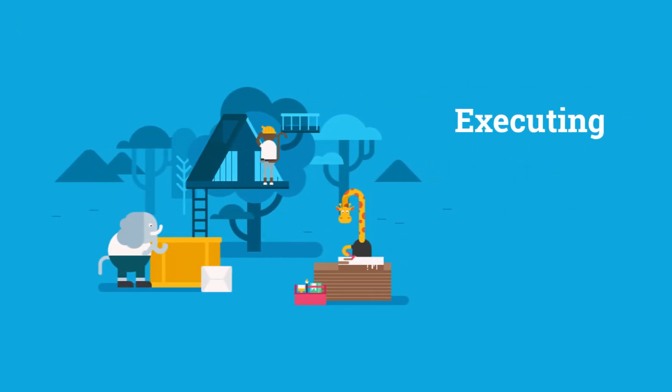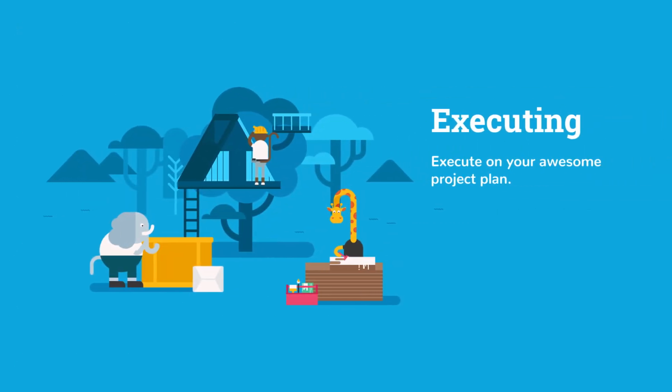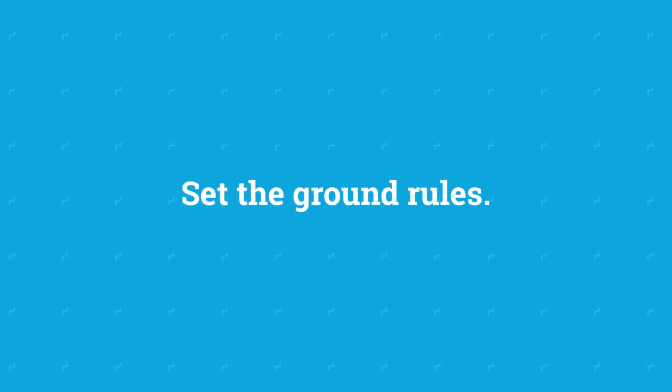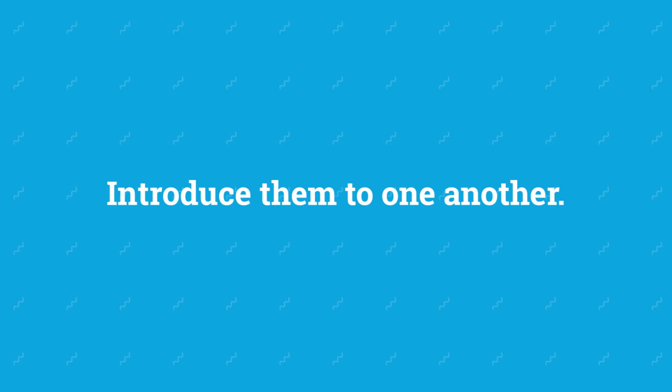Next is executing. This is the part of the project management lifecycle where you finally get to execute on your awesome project plan. It's where planning gets turned into action. You bring your resources on board, brief them, set the ground rules, and introduce them to one another. After that, everyone jumps in to perform the work identified in the plan.